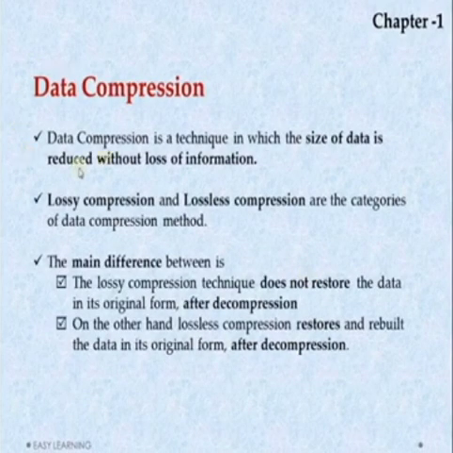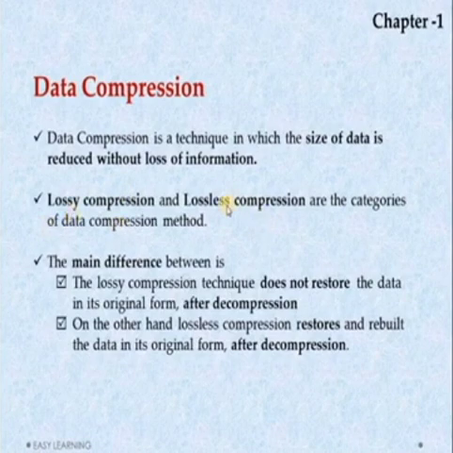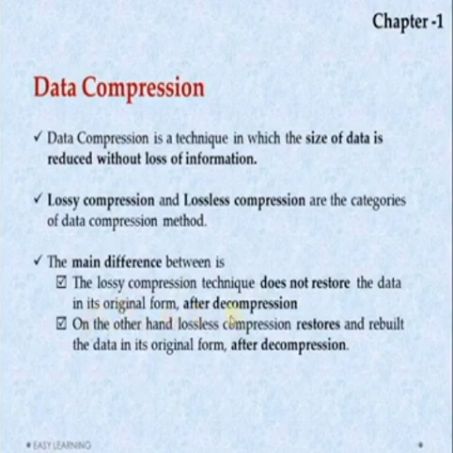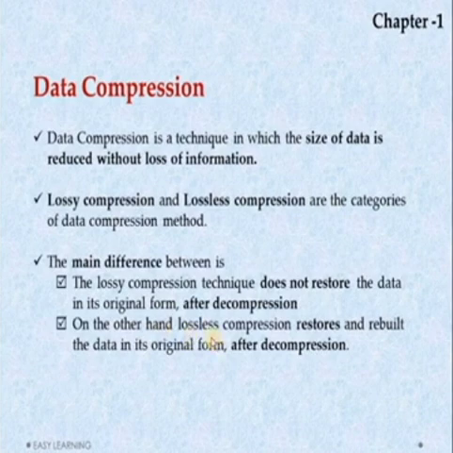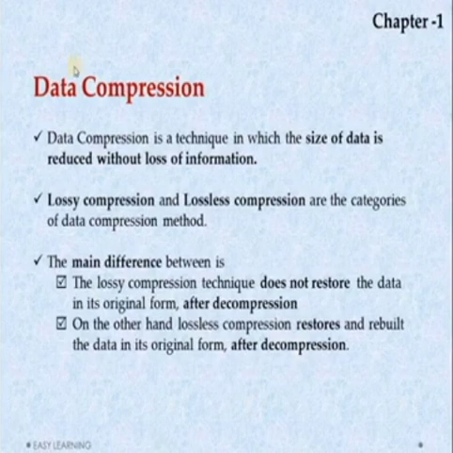Now, I want to explain the concept. What is compression? Data compression is a technique in which the size of data is reduced without loss of information. I'll again repeat, size of data is reduced without loss of information. So there are two types of compressions. One is lossy, another one is lossless. What's the difference between them? Lossy compression technique does not restore the data in its original form after decompression. On the other hand, lossless compression restores and rebuilds the data in its original form after decompression. That means our image is going to be compressed in the form of size.